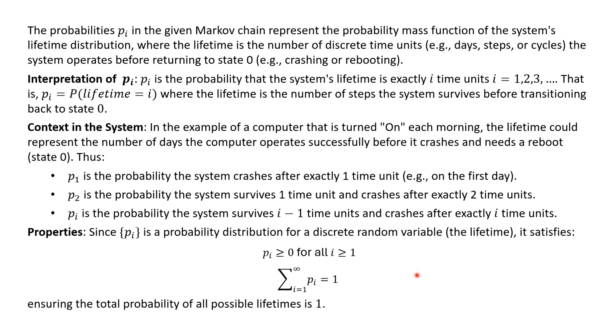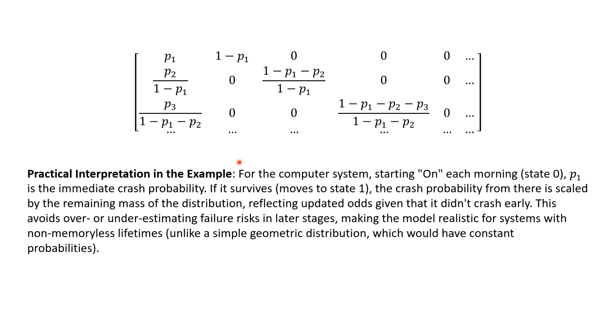Okay, let's continue. I have more explanation. Hopefully this is helpful. So let me make a first try at explaining the denominators here and why we didn't just use P2 and 1 minus P2 and P3 and 1 minus P3. So for the computer system, starting each morning, state 0, P1 is the immediate crash probability. If it survives, it moves to state 1, and the crash probability from there is scaled by the remaining mass distribution. That's this, the 1 minus P, reflecting updated odds given that it did not crash early.